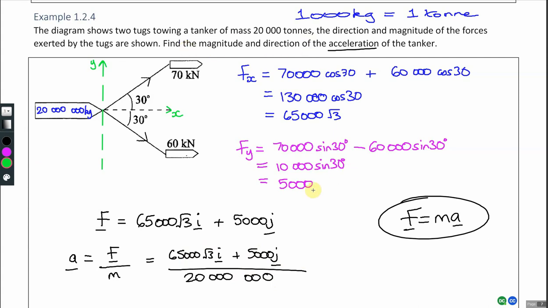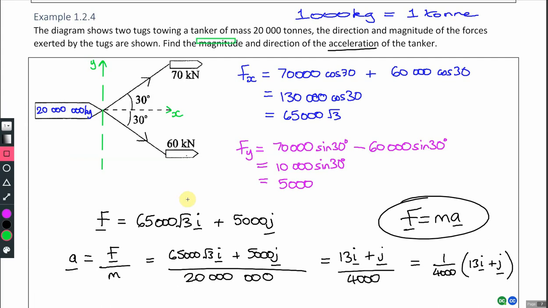I am going to slightly simplify this. I'm going to divide all three terms, that's both terms in the numerator and the one in the denominator, by 5,000. So there we go. I could also write this as 1 over 4,000 times 13i plus j. Lots of different ways I could write it. Now, two things we need: the magnitude and then the direction of this vector.